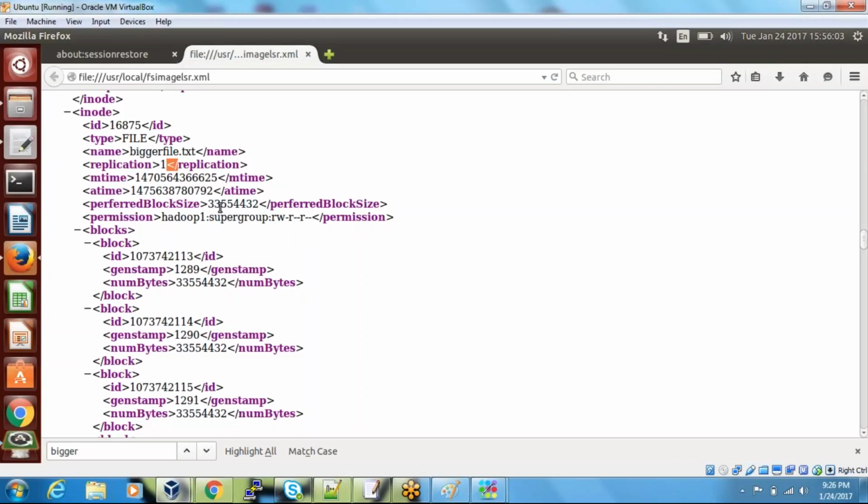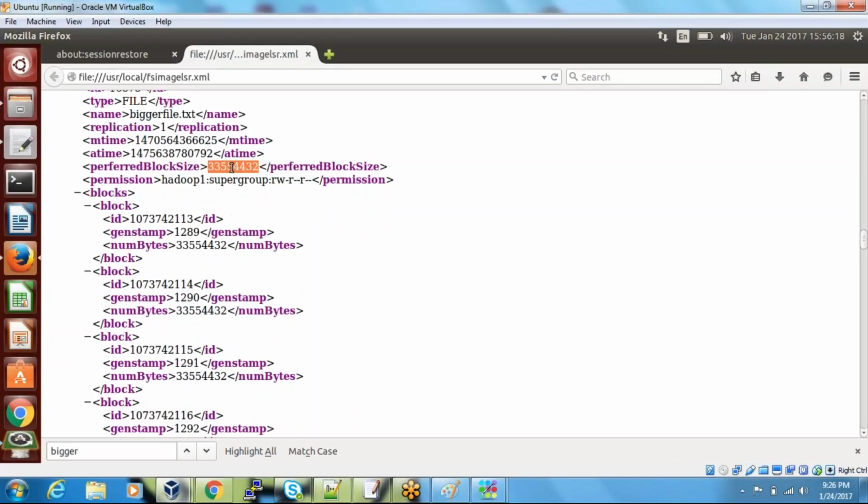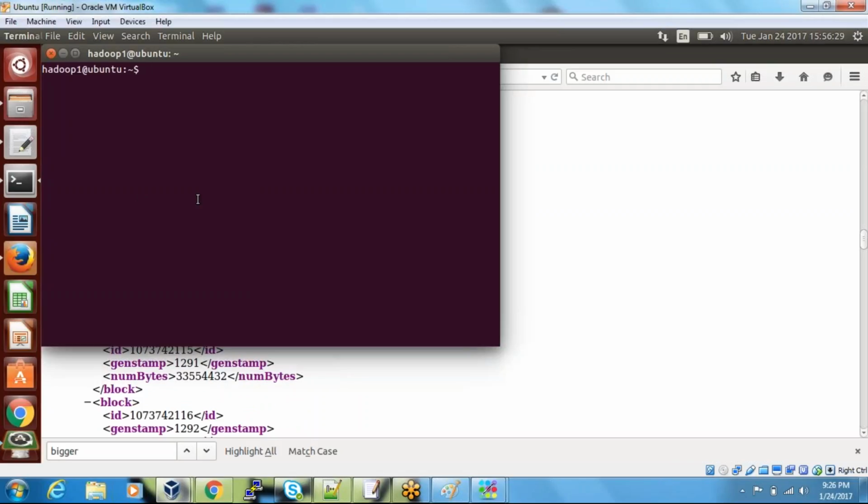And this is the preferred block size. The preferred block size is in bytes. If you convert it into MB, you'll come to know what your exact block size is. It is 32 MB. 32 MB is my block size. If anyone is interested, they can take this number, which is in bytes, and convert it into KB and then into MB to understand my block size, 32 MB. Okay, let me show you that as well.